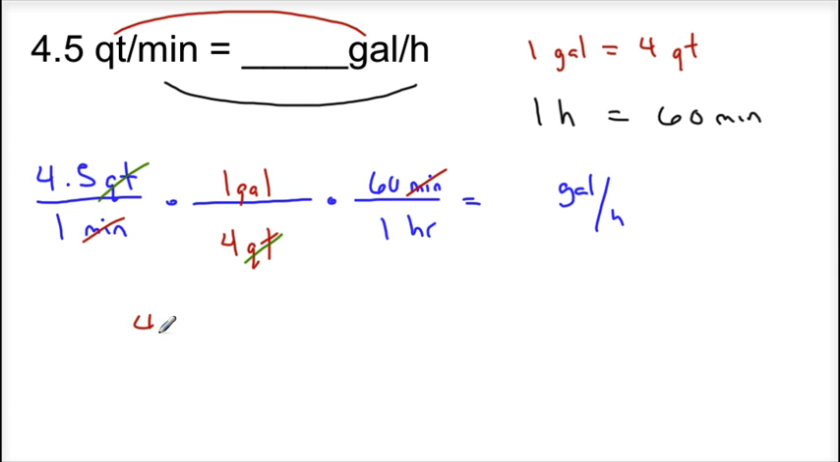leaving me with 4.5 times 1 times 60 over 1 times 4 times 1. And if you do the math here, you should get an answer of what? 67.5 gallons per hour. Very nice.